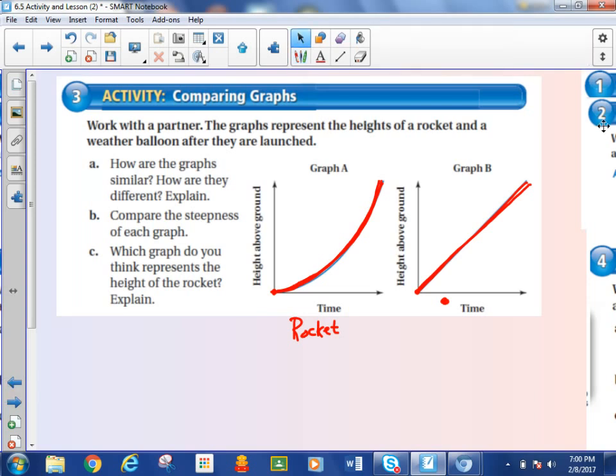Okay, so that's it for this part of the lesson. You guys will do activity 4 on your own. Give it your best shot. It's very similar to activity 3.